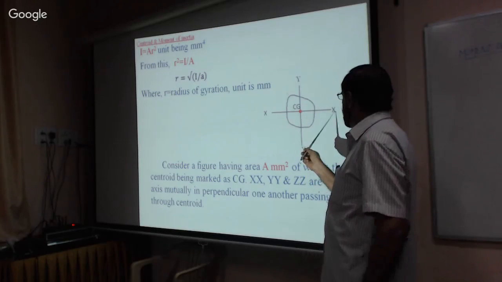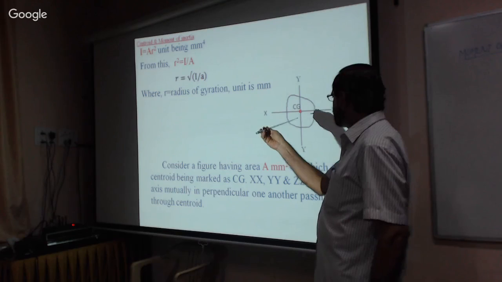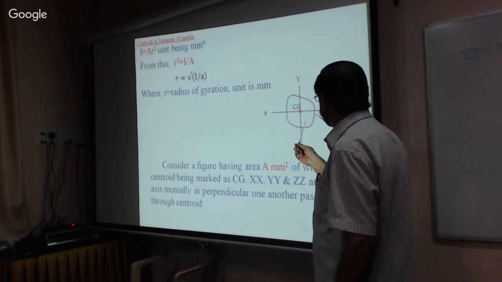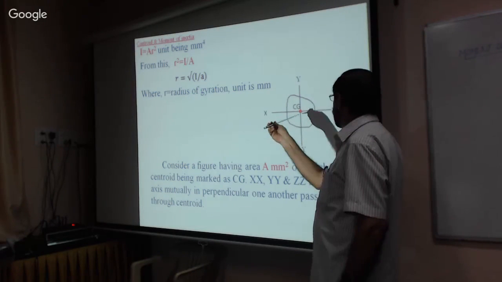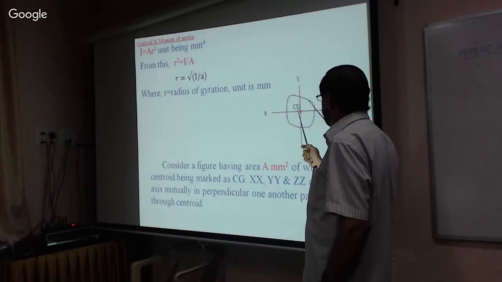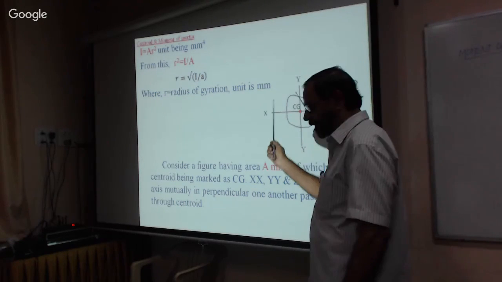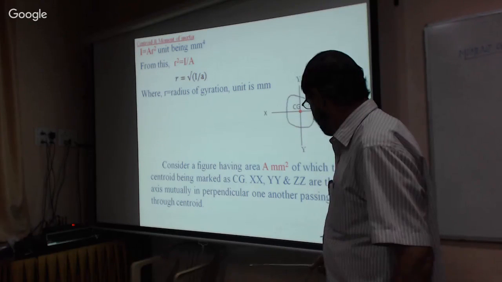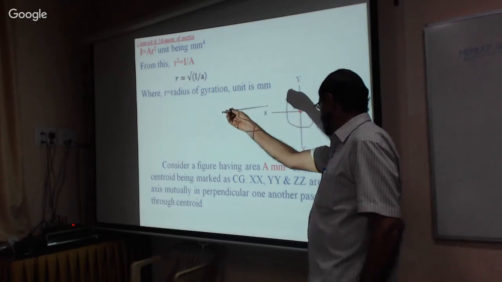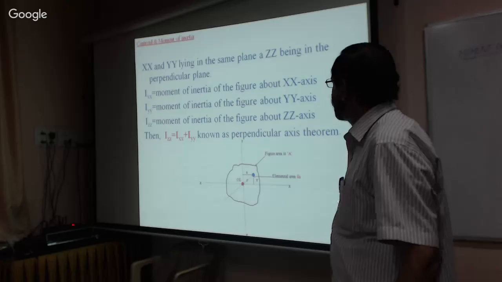Now, all these axes are mutually perpendicular and they are passing through the centroid of the given section. Therefore, the mutually perpendicular x-axis, y-axis, and z-axis, we are calling all these three axes centroidal axes. One should remember this.